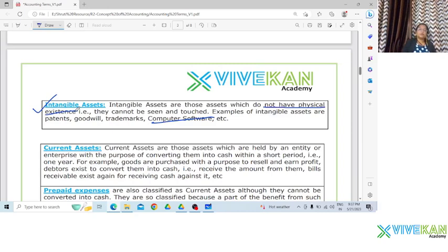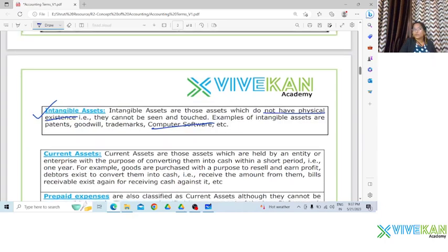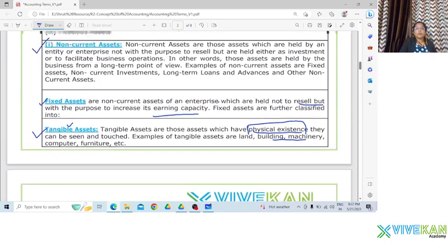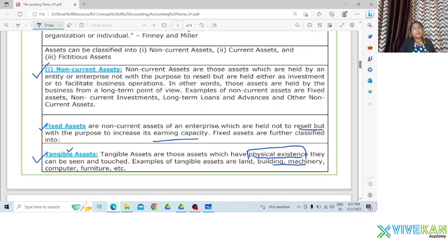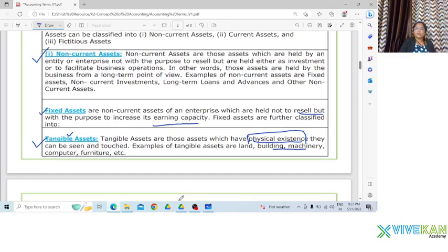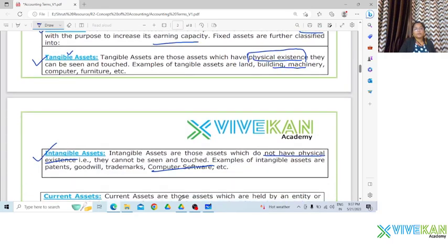So what we have learned till now is that there are non-current assets which are not for sale but to facilitate the operations of the business, or which are held as investments for benefit. Now, fixed assets, tangible assets and intangible assets: we have understood the meaning. Tangible means which have physical existence, intangible means which do not have a physical existence. But all these are not for resale. These are to facilitate the business. These are for investments.